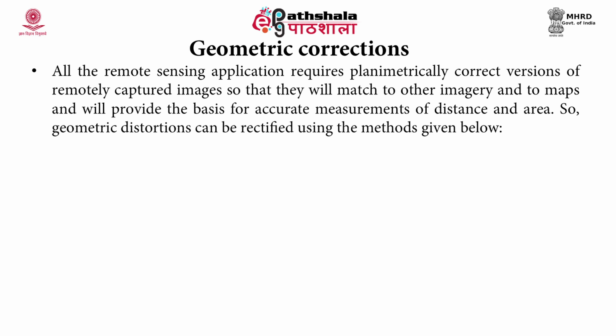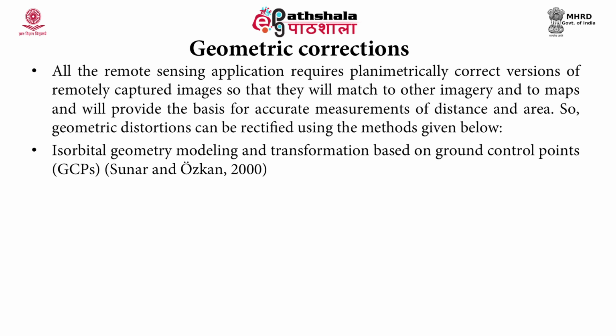All remote sensing applications require planimetrically correct versions of remotely captured images, so that they will match other images and will provide the basis for accurate measurements of distance and area. So, geometric distortions can be rectified using the methods given below. First is geometry modeling and transformation based on ground control points.